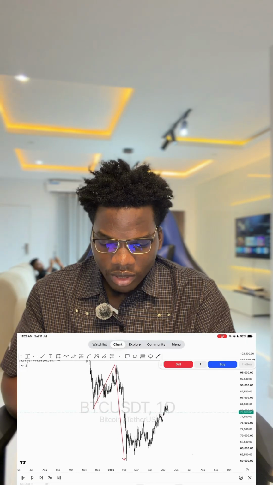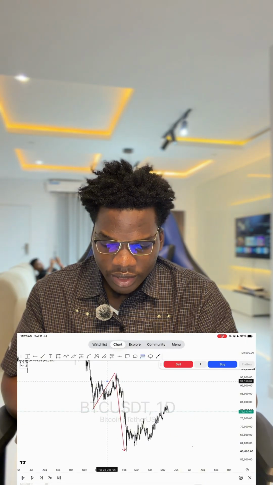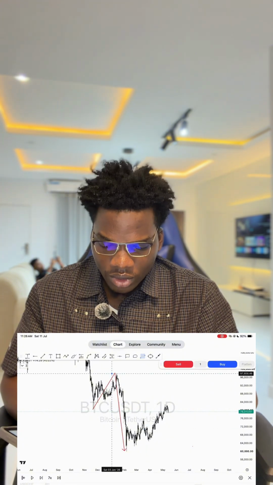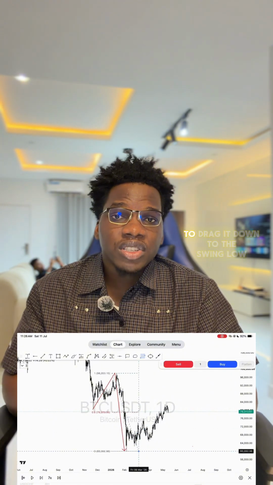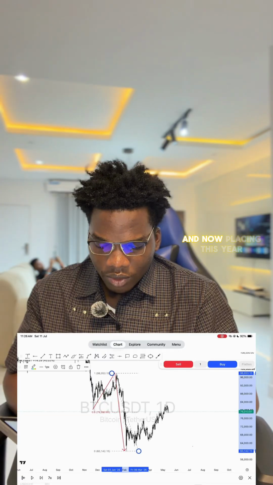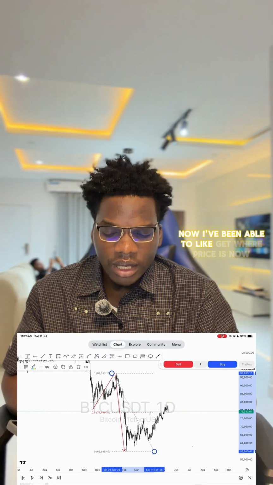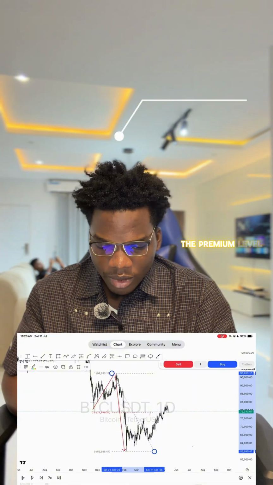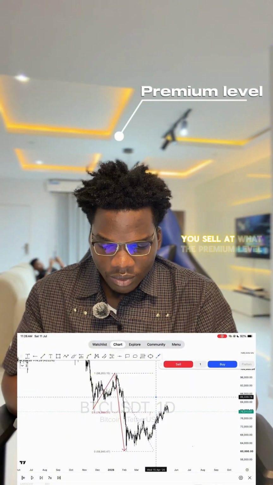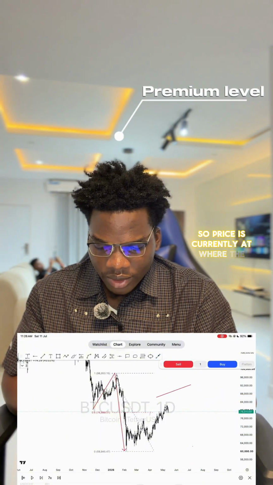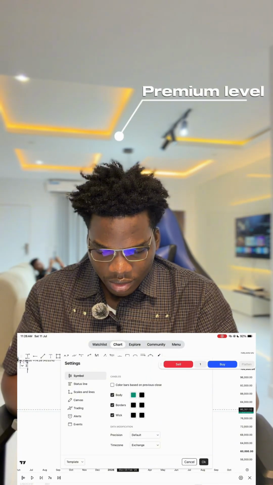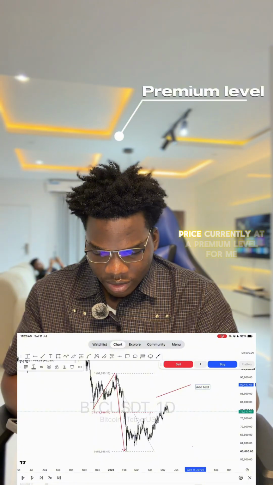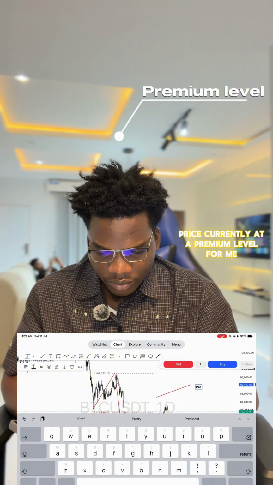You bring out your FIB retracement. You place it from the swing high of this point, and you drag it down to the swing low. And now, placing this here, I've been able to get where price is now. Price is currently at the premium level. So what do you do at the premium level? You sell at the premium level. So price is currently at the premium level for me.